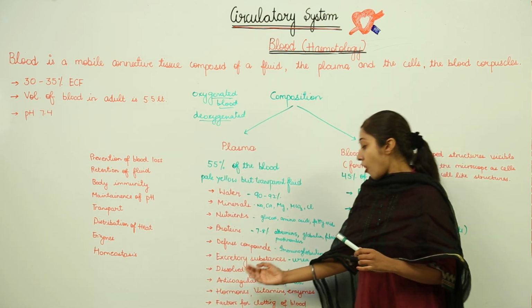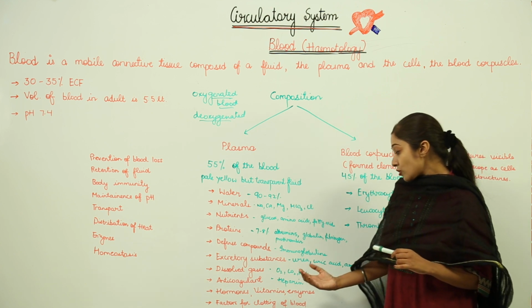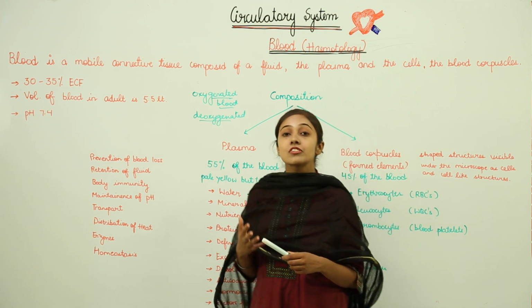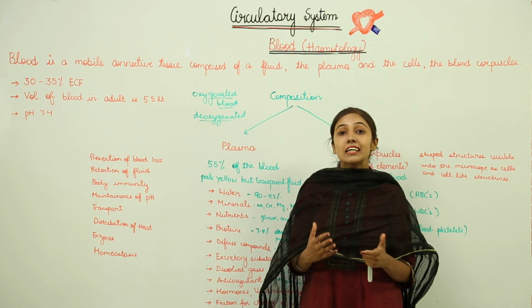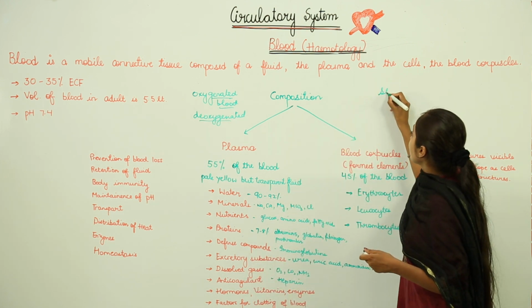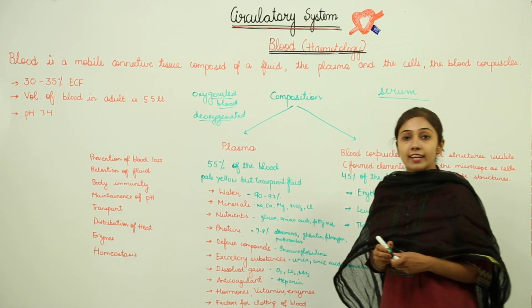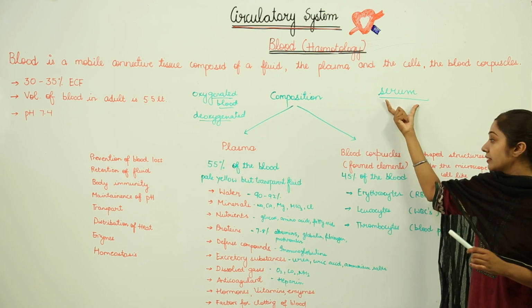Then we have hormones, vitamins, and enzymes that are there in the plasma. Plus we also have factors which are there for clotting of blood. When the factors for clotting of blood are not there, then we call that fluid serum. When the clotting factors are absent, we call that fluid what? The serum, right? Just remember this.